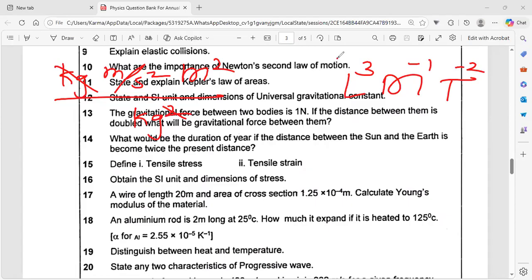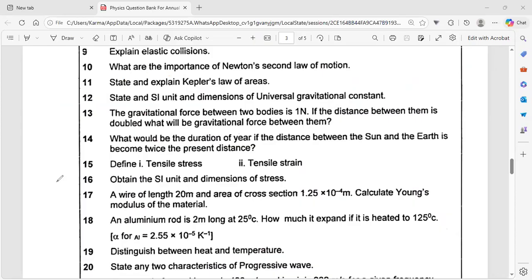of a universal gravitational constant. It needs to be written in a square bracket. What will be the duration of a year? Kepler's law states T square is directly proportional to R cube. T square is equal to K R cube.